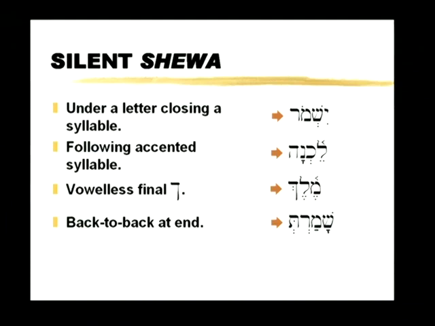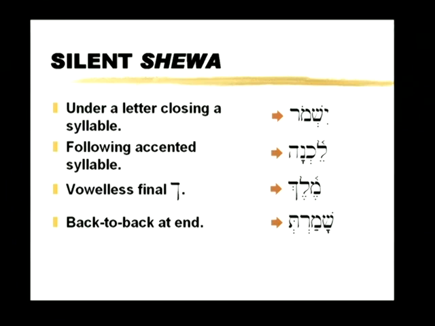The second schwa is? Okay, at the end of a word, if you have two schwas in a row at the very end, they're both silent. So this is shamert. Okay, everyone? Shamert. All right? The resh has no vowel. The tau has no vowel in pronunciation.